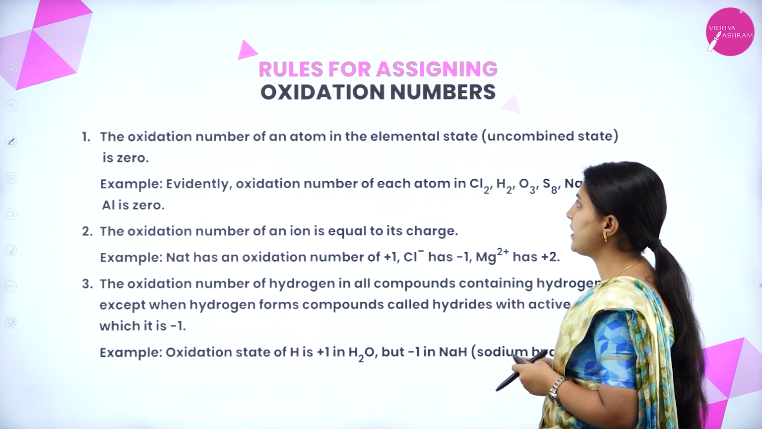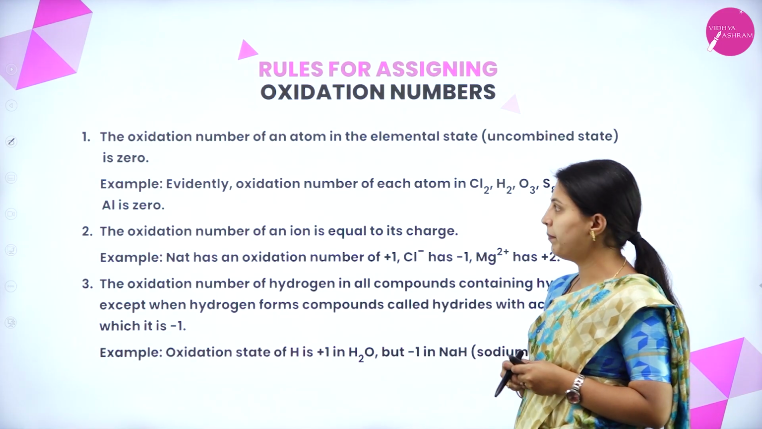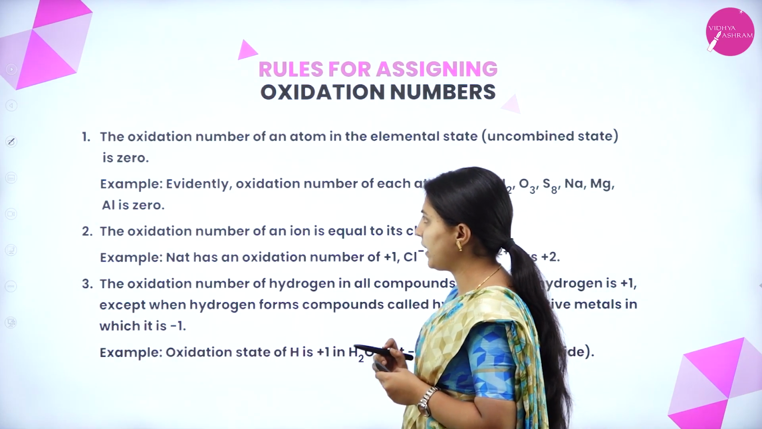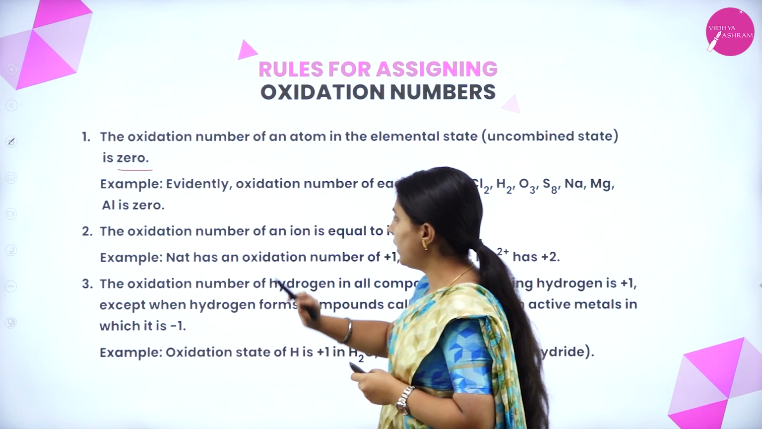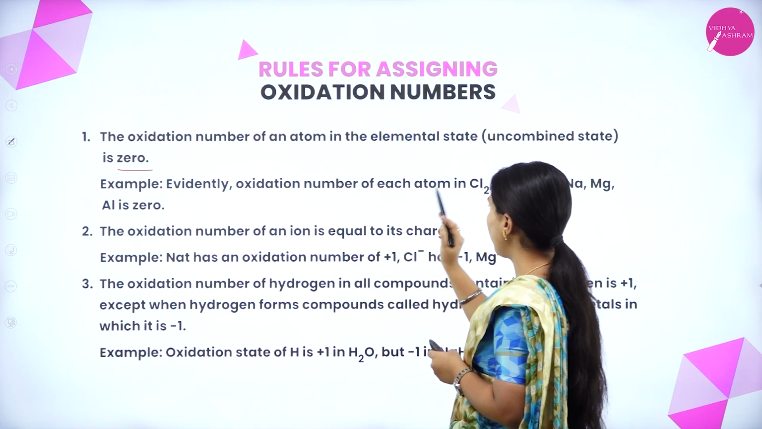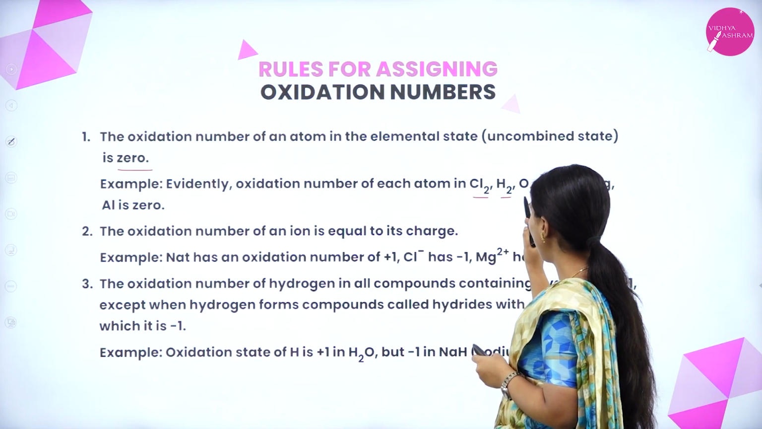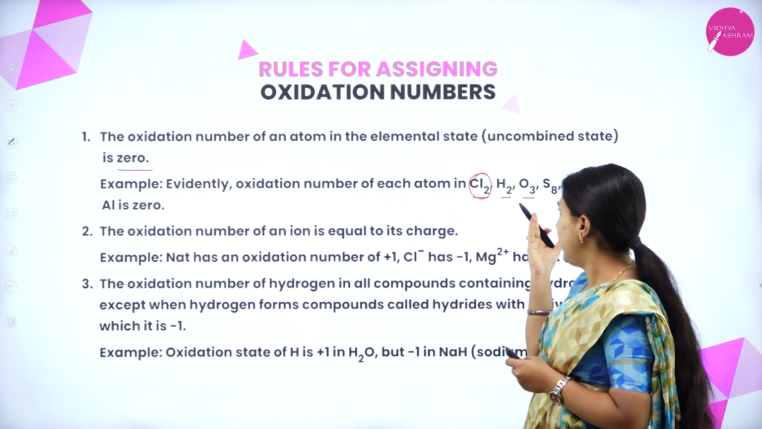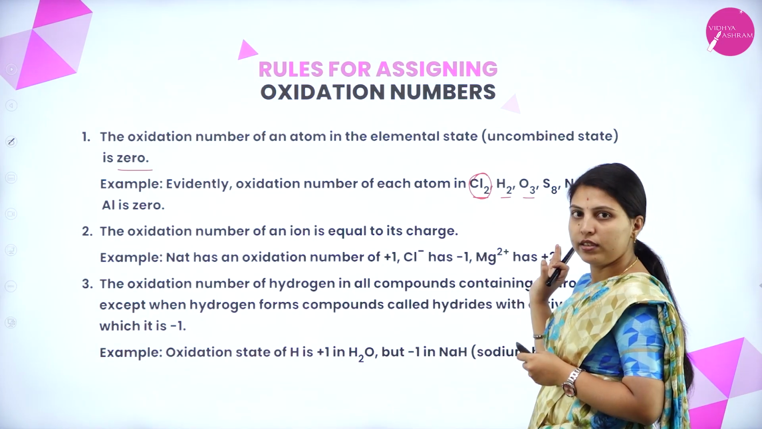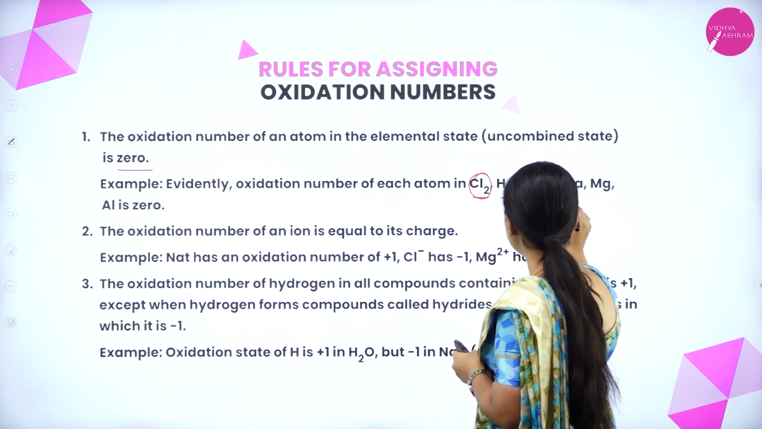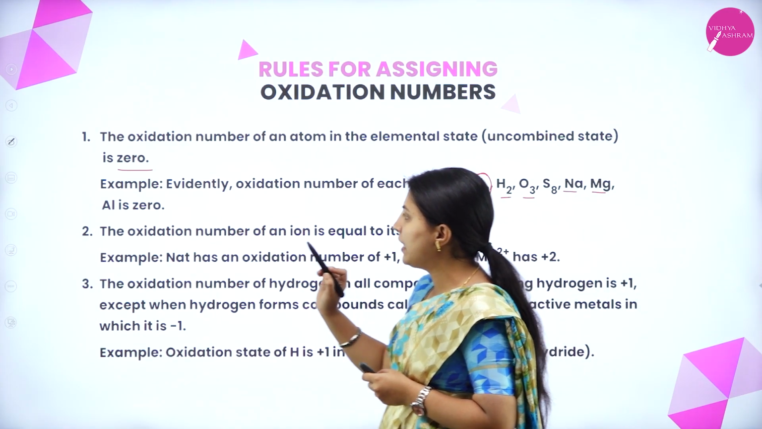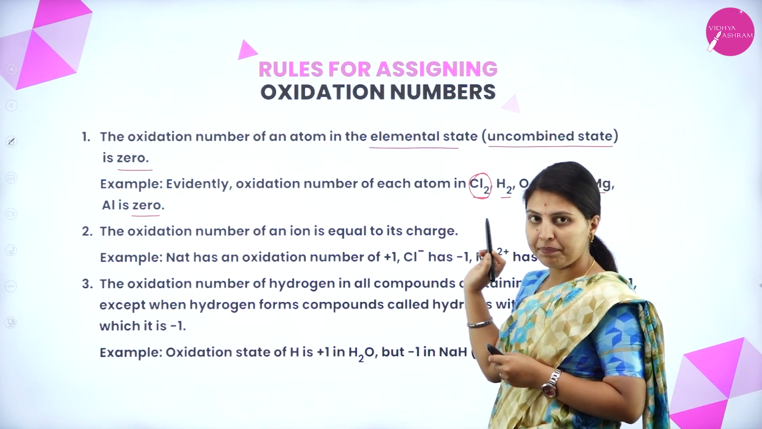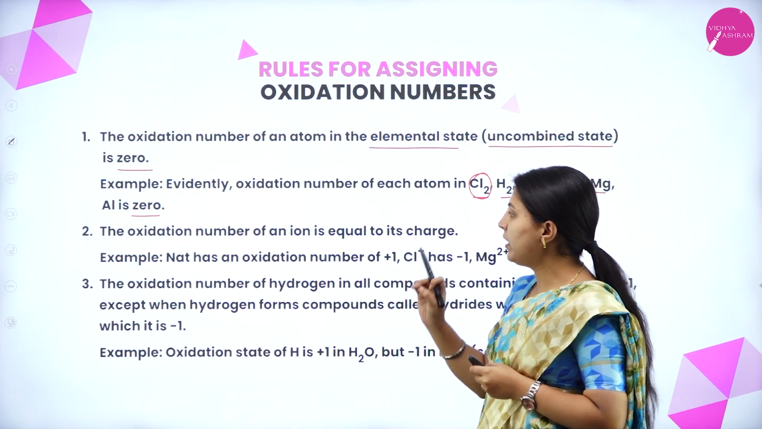Rules for assigning oxidation number. The oxidation number of an atom in an elemental state, that is uncombined state, is 0. For example, Cl2, H2, O3 are all elements. Sodium and magnesium will also be 0 in the elemental or uncombined state. The oxidation number or state will be 0.